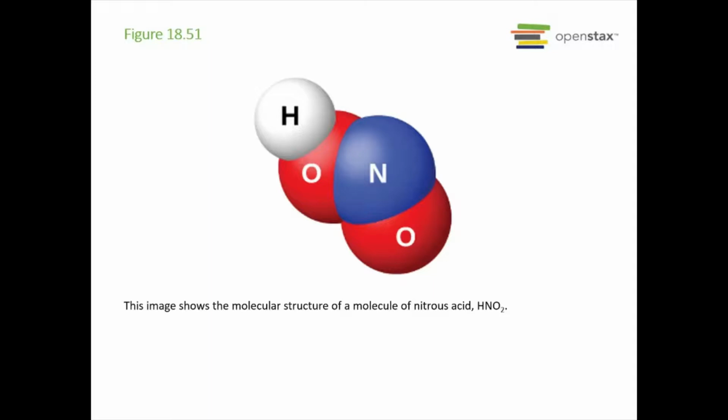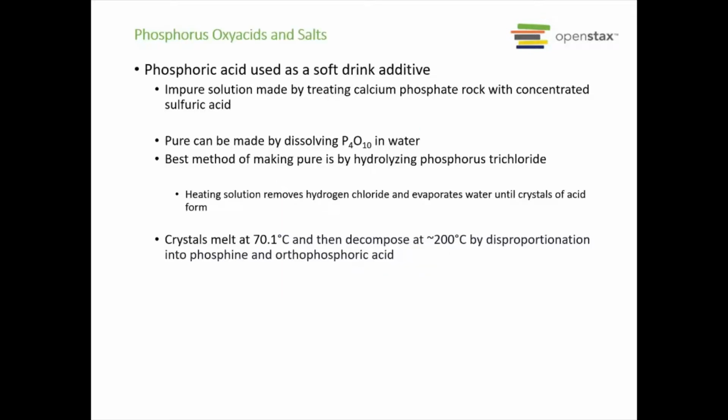Here's the structure of nitrous acid. Next up is phosphorus oxyacids and salts, starting with phosphoric acid. It's got a few uses, but one of its main uses is actually as a soft drink additive. So if you look at the ingredients of a soda, most of them will have phosphoric acid. And you can get it as an impure solution by treating calcium phosphate rock with concentrated sulfuric acid.